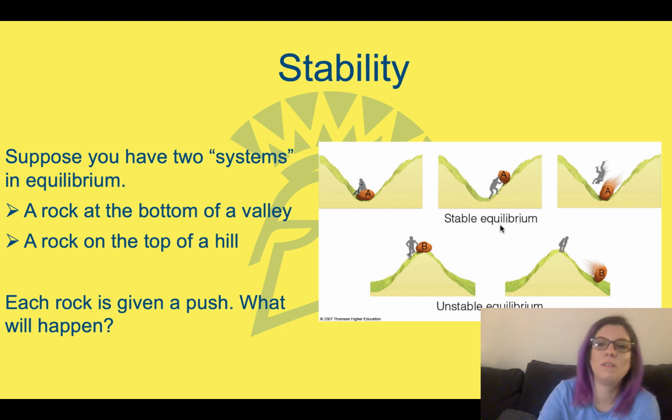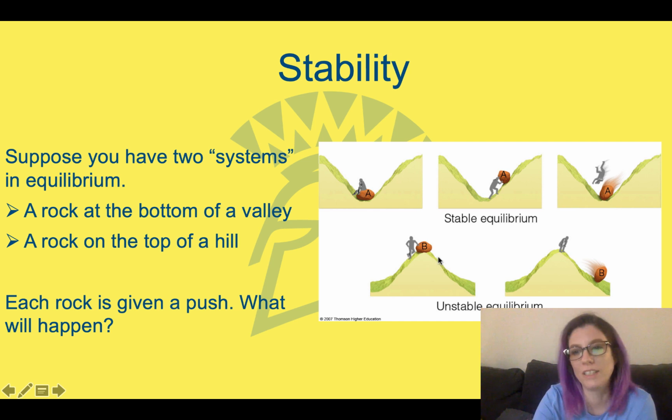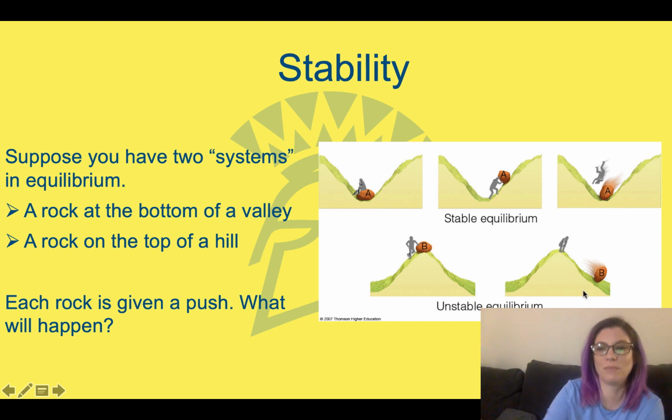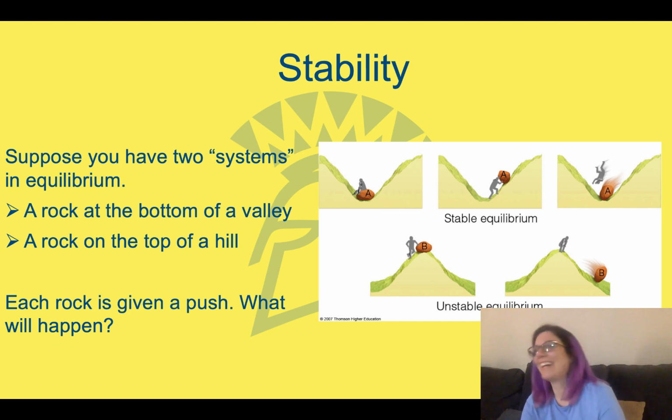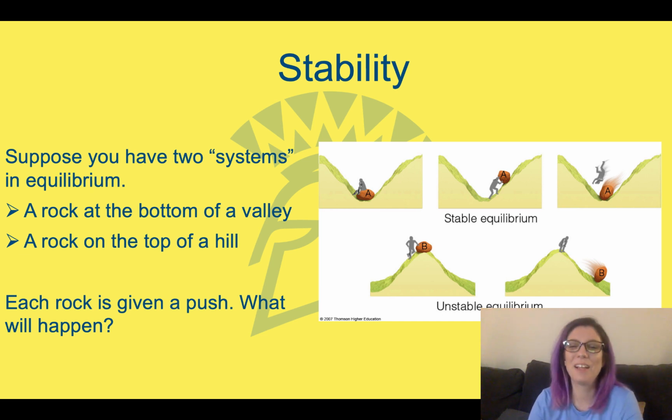Another one, though, is if we take it to the top and then give it a push. Then it's going to roll down the hill, and it's not going to end up where it started. That would be more like an unstable situation. So that would be an example of a stable and an unstable atmosphere.